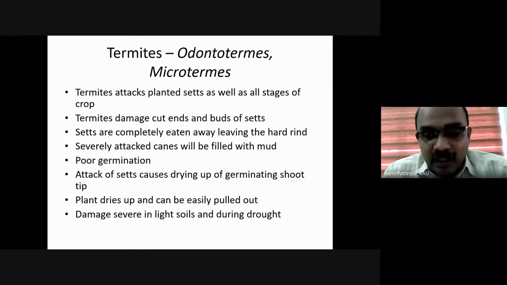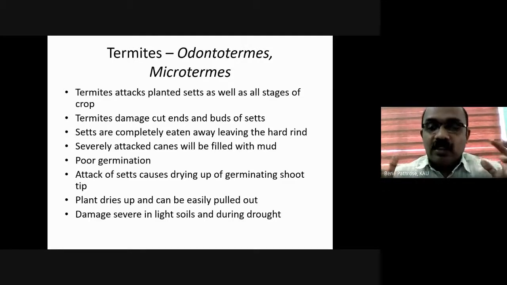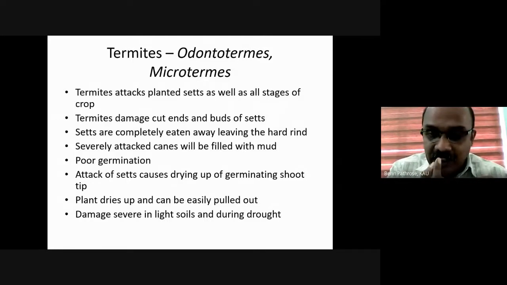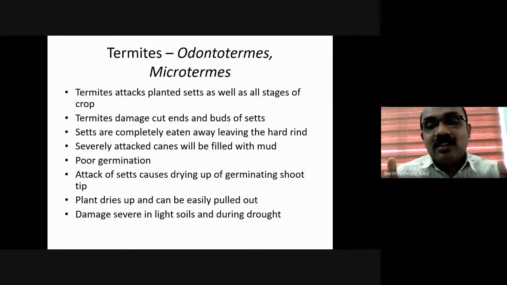So what these termites will do is, termites will attack the germinating bud. From each node there will be a bud, and from that bud the germination occurs. That bud will be damaged, and also they attack from both the cut ends. Once you cut it, the sugarcane sets slowly start drying, and the termites start attacking from the cut ends, and feed on the inner content.